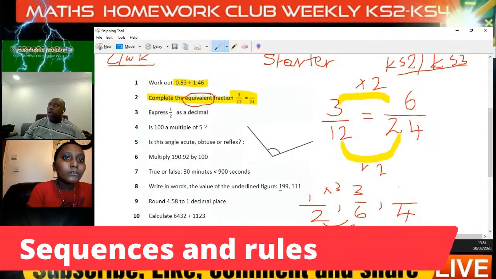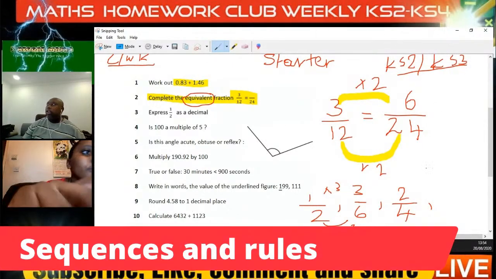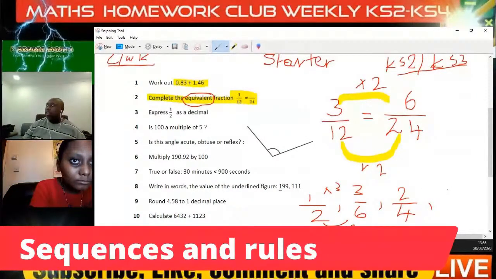Again, what goes at the top? It's equivalent to a half. So it's equivalent to 2 over 4, yes? And then sometimes you will see this. 2 times 2 is 4. 2 times 1 is 2. Sometimes you see this, right? 10.